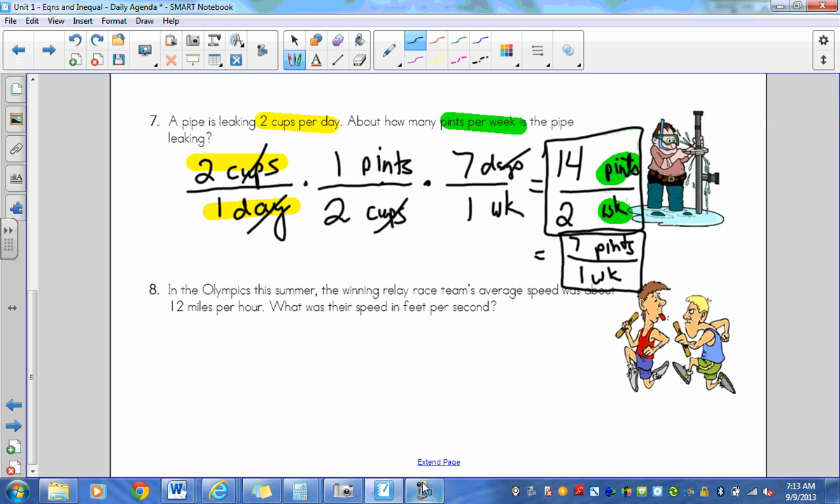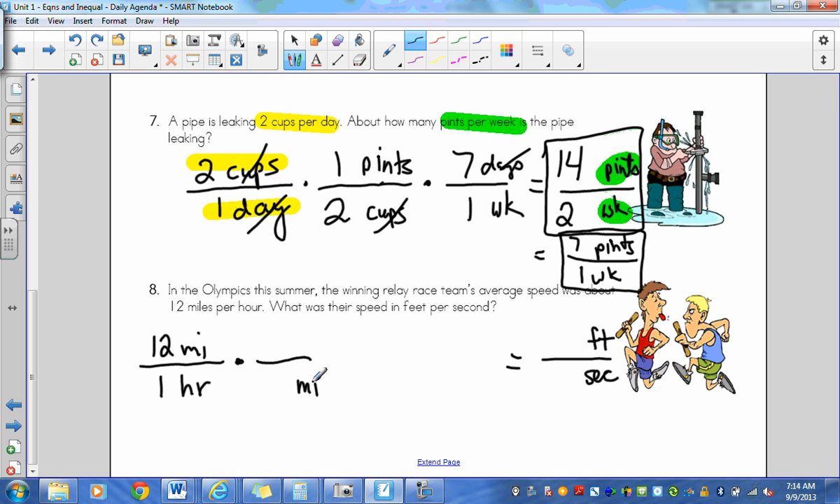Okay. The bottom one is really tricky. I actually had difficulty with this one, but never mind. 12 miles per 1 hour is equal to how many feet per second? All right, so we have to change both. We have to change miles to feet and hours to seconds. So let's go through and change away.